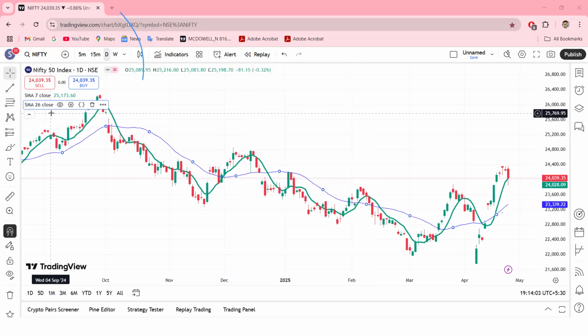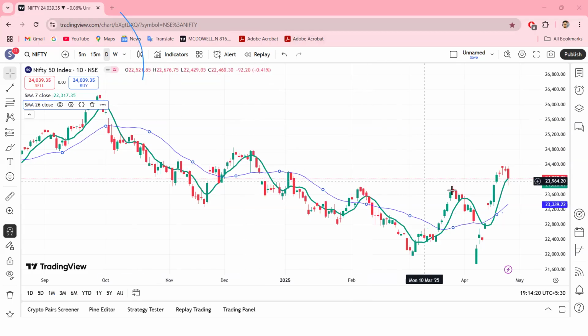I am not choosing 13 because this TradingView platform is not allowing me to choose the 13, so I have chosen the 7 and 26. The 13 is just for double confirmation. When you do the real trading, also choose the 13 moving average.